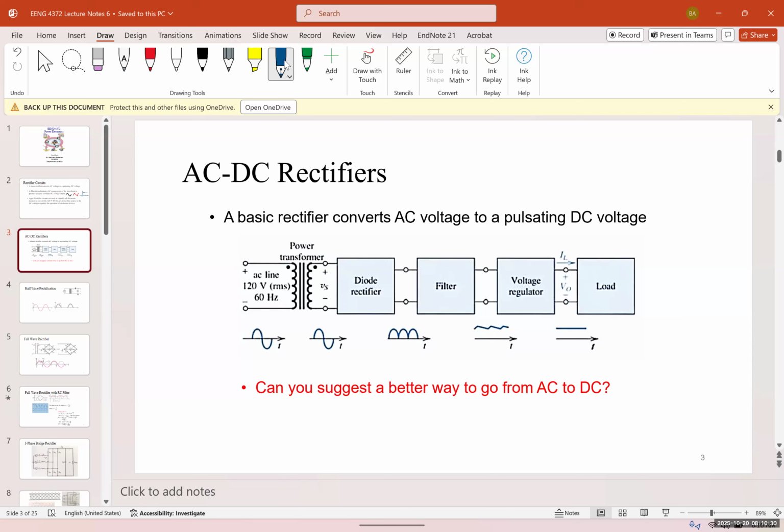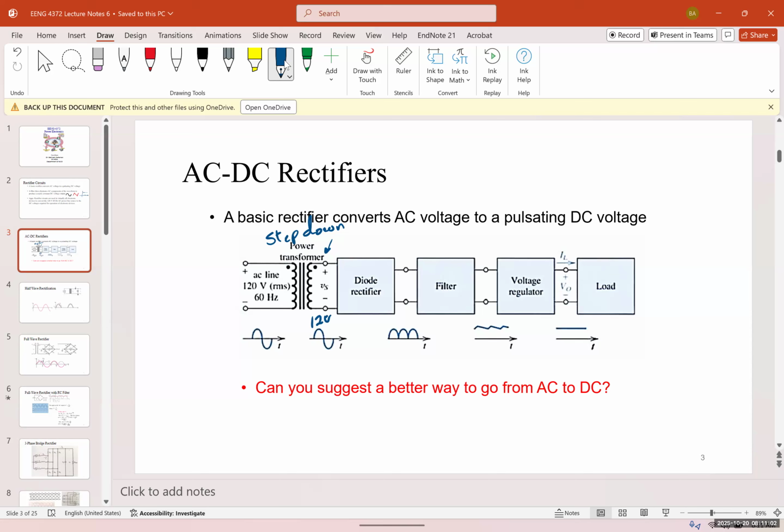The first stage is a transformer, because we need to decrease the voltage from 120 volts to the desired voltage, which could be 12 volts or 5 volts. So the first step is a step down transformer. So for example, here, if N is 1 to 10, then the output voltage would be 12 volts.